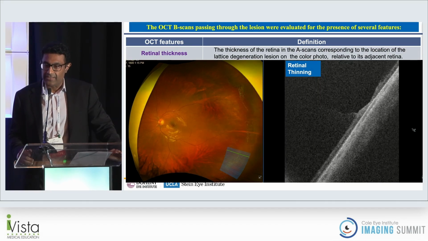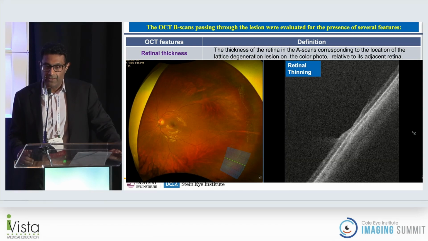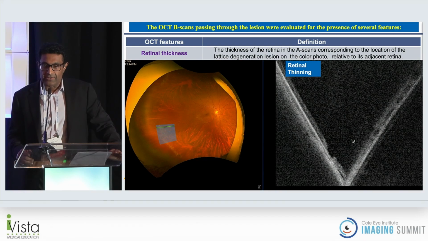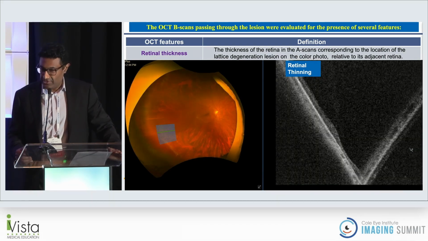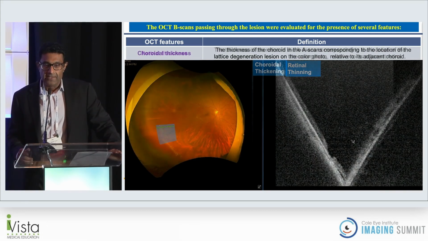Here's again sectioning through one of those lattice lesions out in the far periphery. And then, of course, here's just another example of a pretty profound retinal thinning, in this case where actually you saw a little hole go by. I'll talk about holes in a second as well.